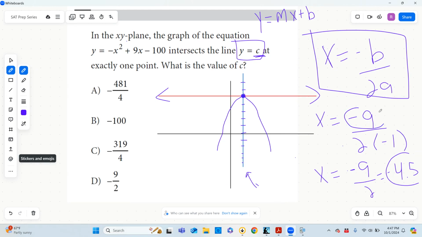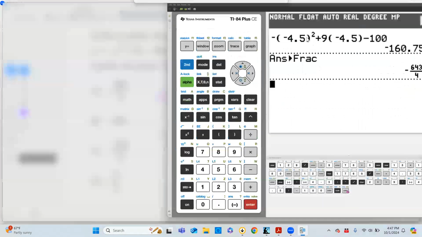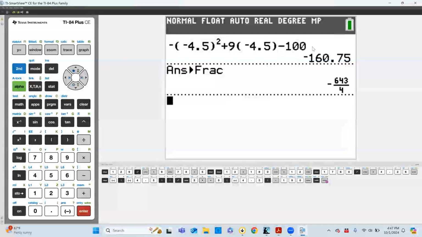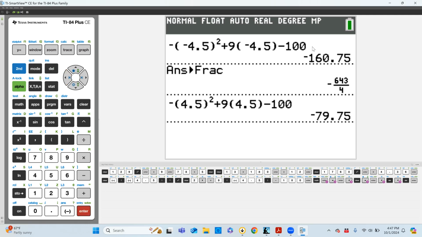This should have been negative 9 divided by 2 times negative 1 is negative 2, which makes this positive 4.5. Whoops. So we can fix that. We want to plug into this equation again. But we don't want negative 4.5s in there. We want positive 4.5s. So let's delete that. Let's see if we can't just delete out the negatives here. Delete. Nice. Delete. Now we've plugged in positive 4.5.